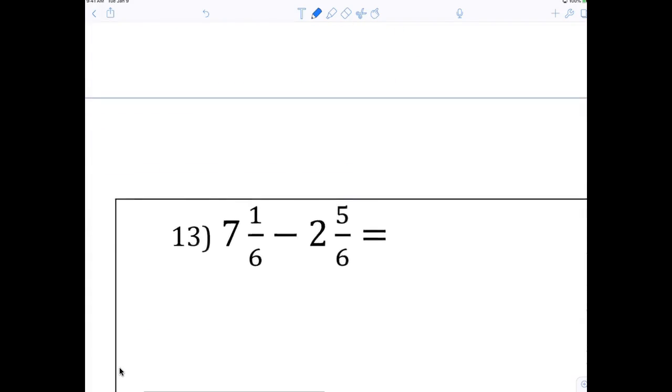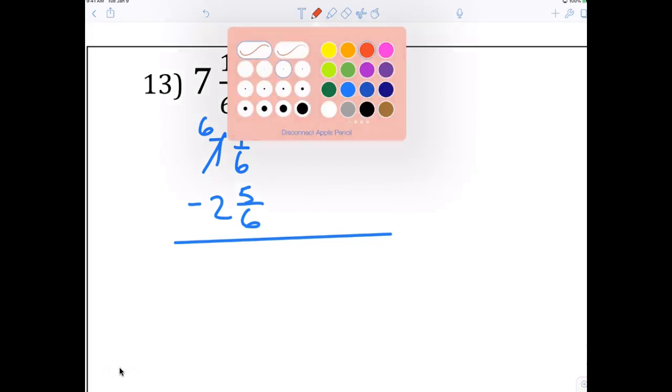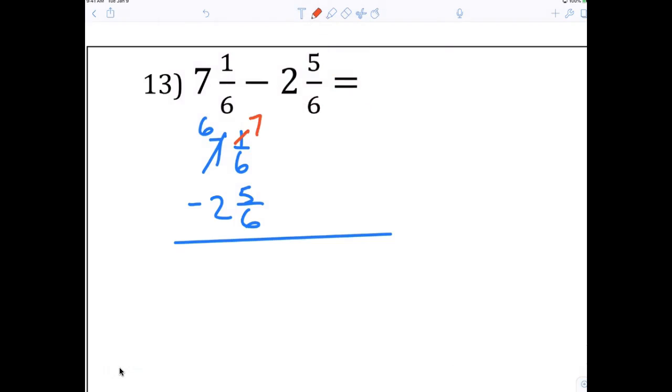Number 13. Do I add or subtract? Subtract. So here we go. Largest whole number, 7 and 1/6 minus 2 and 5/6. All right, guys. Can I do 1 minus 6? No. So I must borrow. So I'm changing the 7 to a what? 6. And then what do I do with the 1 and the 6? Add them together. So this 1 crosses out and becomes a what? 7. Come on, guys.